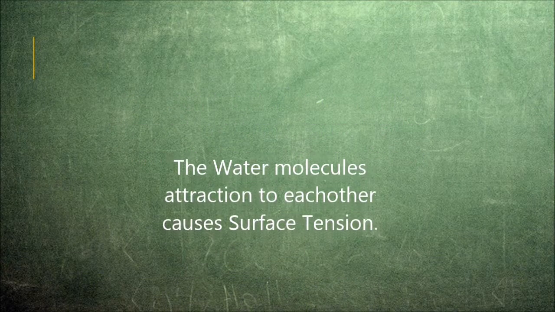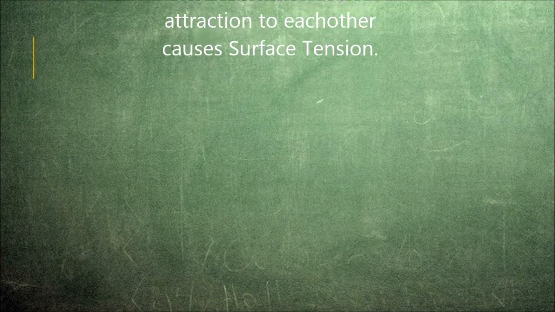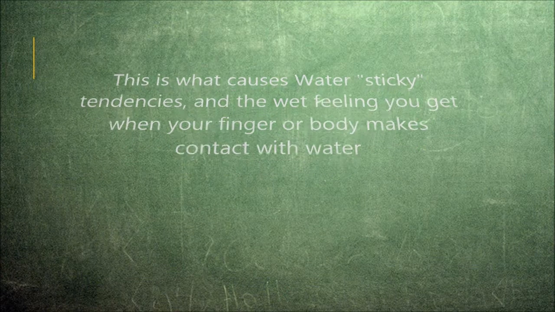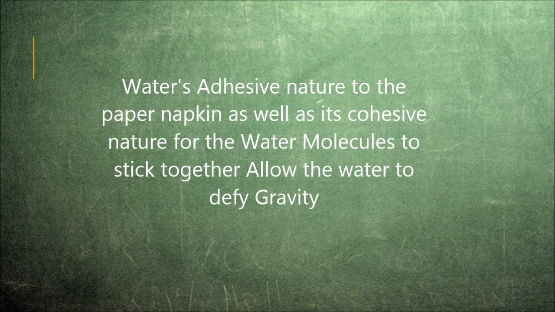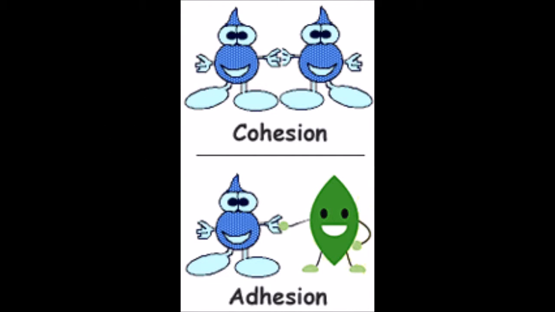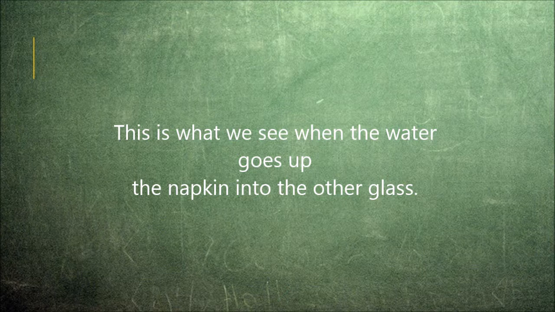The water molecules' attraction to each other causes surface tension. This is what causes water's sticky tendencies and the wet feeling you get when your finger or body makes contact with water. Water's adhesive nature to the paper napkin, as well as its cohesive nature for the water molecules to stick together, allow the water to defy gravity. This is what we see when colored water goes up the napkin into the other glass.